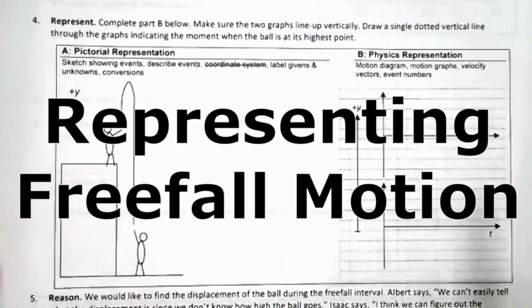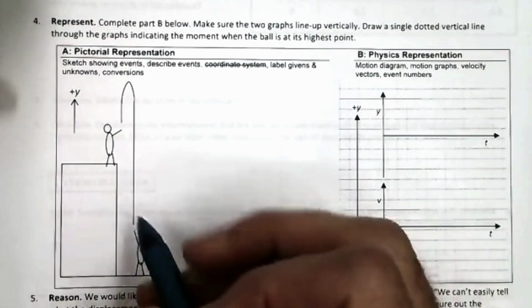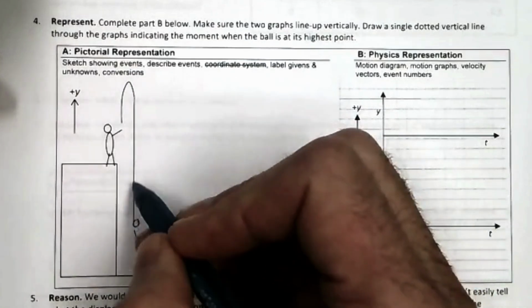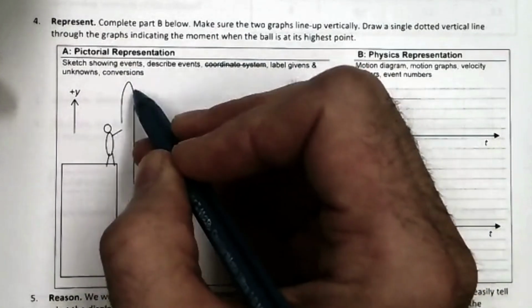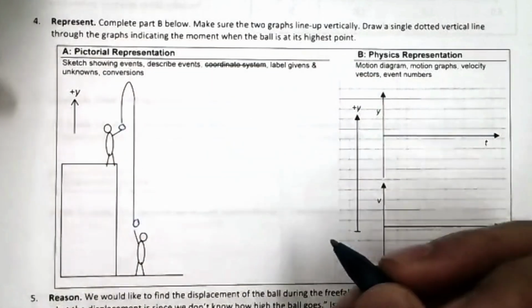Let's take another look at how we set up freefall problems and represent their motion. In this problem here, we have Emmy down at the ground level, and she tosses a ball. It travels upwards, it goes past Albert, higher above him, and then comes back down and lands in his hand.